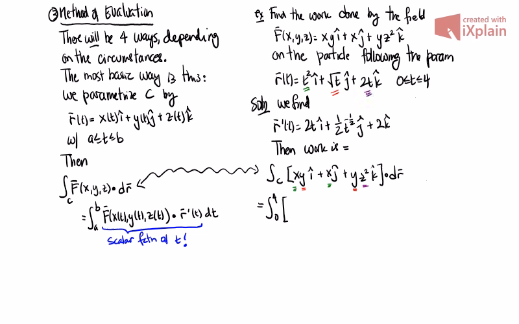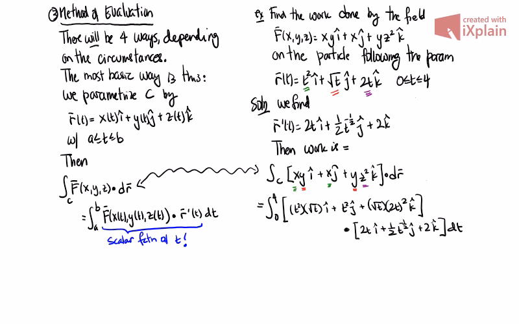So what this whole thing turns into, and this is still a vector right now, is x is t squared, that's i, y is square root of t, that's j, z is 2t squared, that's k. So this all gets dotted with this derivative we just took. And this is dt. So it's horrible, right?